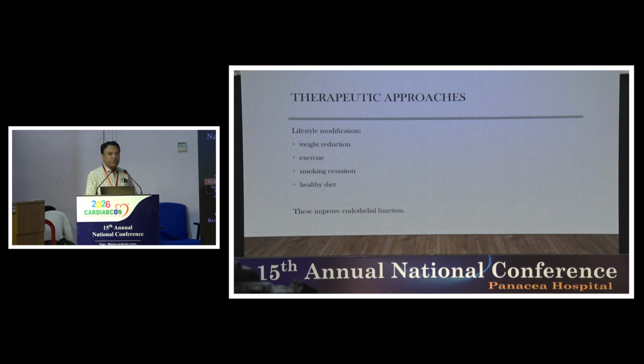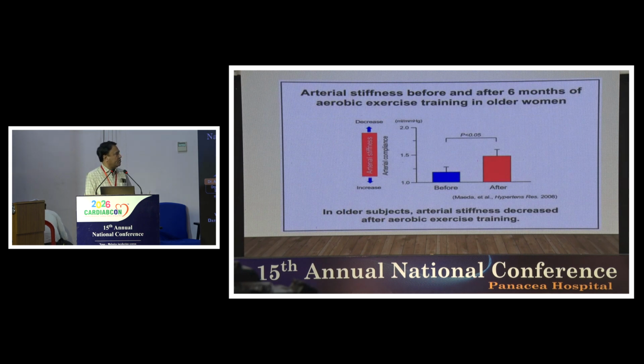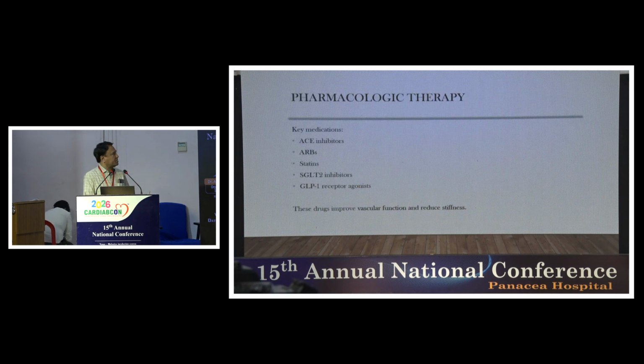So therapeutic approaches: LSM, that is lifestyle modification, weight reduction, exercise, smoking cessation, healthy diet, all this improves endothelial function and reduces arterial stiffness. This is one study I have come across in which arterial stiffness improved after exercise in older women after 6 months of exercise. When the graph goes up, stiffness is reduced, and when it comes down on the x-axis, it improves. So improvement is there after 6 months.